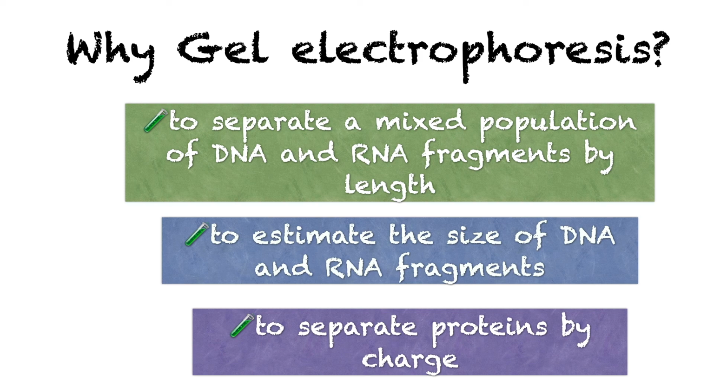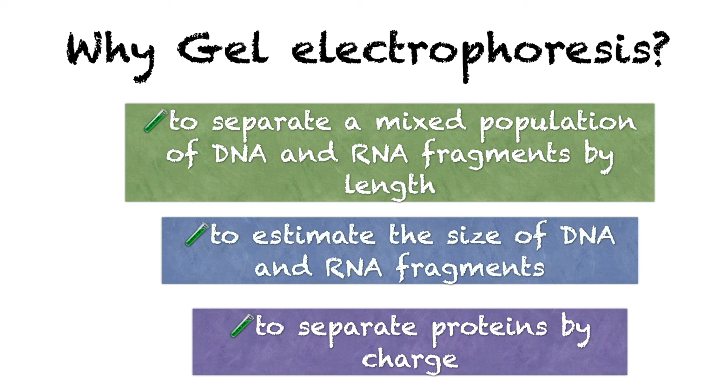Another reason is we can estimate the size of DNA and RNA fragments. If we have extracted DNA and RNA from some samples, some plants, bacteria, anywhere, but we don't know the DNA and RNA size, then we can do gel electrophoresis and compare the size present in the gel with a marker and we can estimate the size of the DNA and RNA.